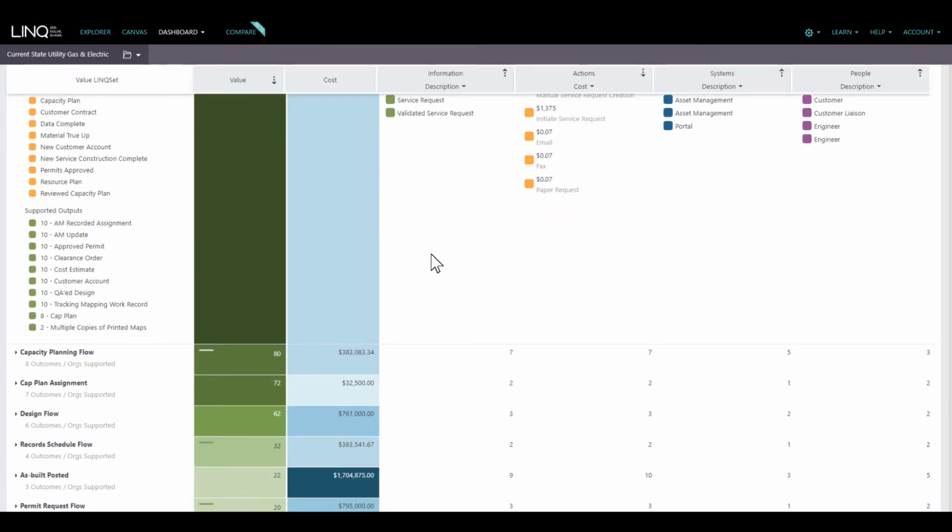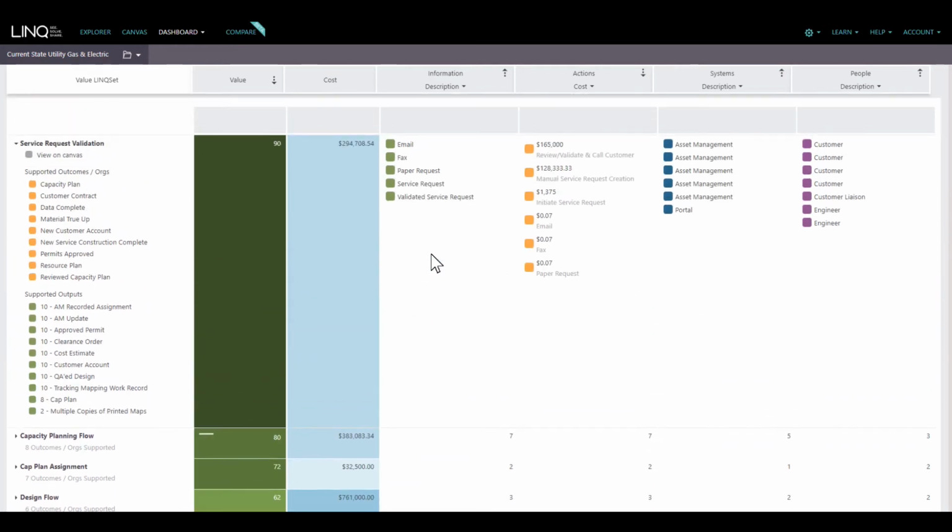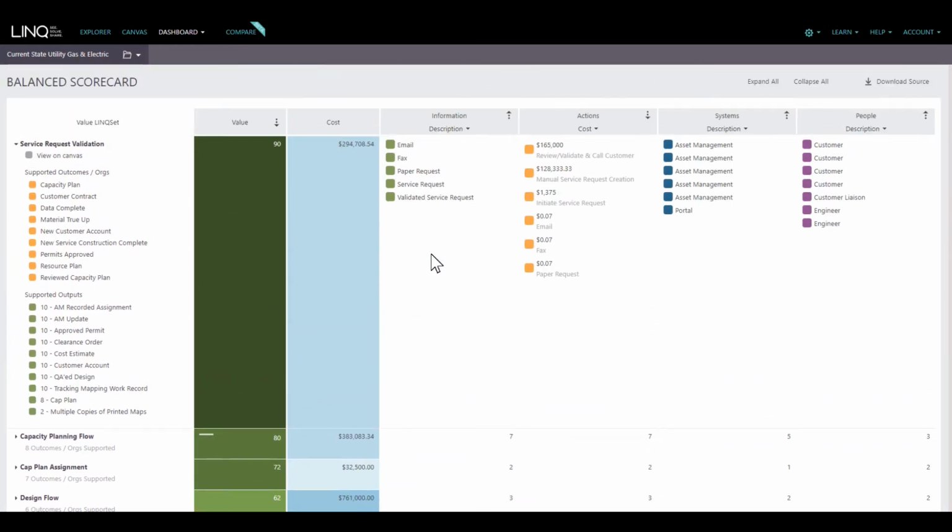The service request validation is the most critical part of the entire process, and that's reflected in the value. This part of the process impacts most information outputs and all the business outcomes and is critical for billing.